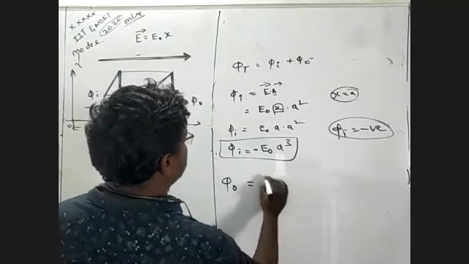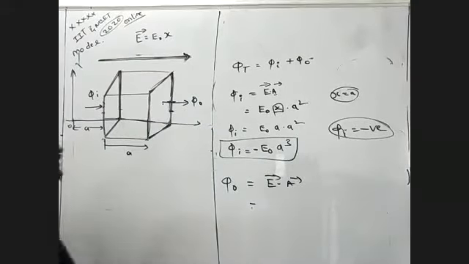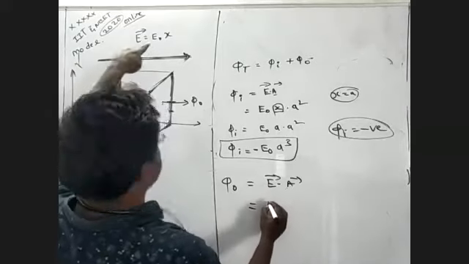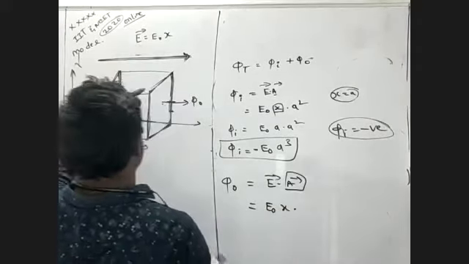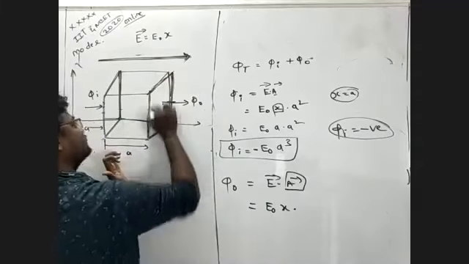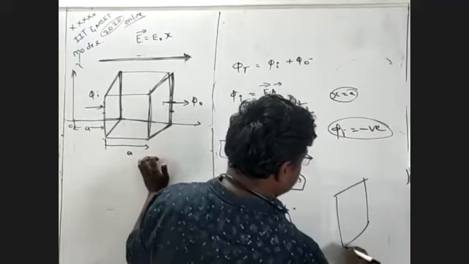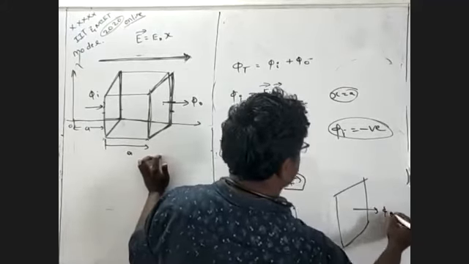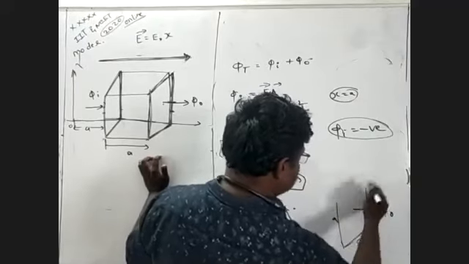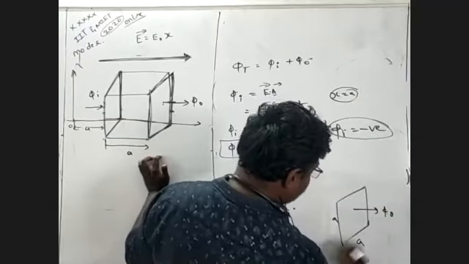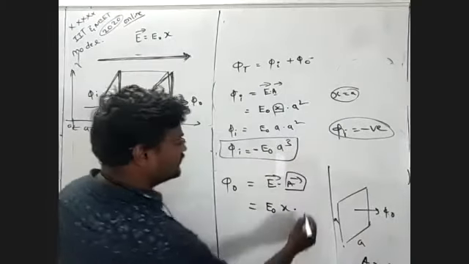Now this is the outside flux, which is E bar dot A bar. E bar means E naught X. A bar means the area of this face. What is the area of this one? The side is A, so the area is A square.